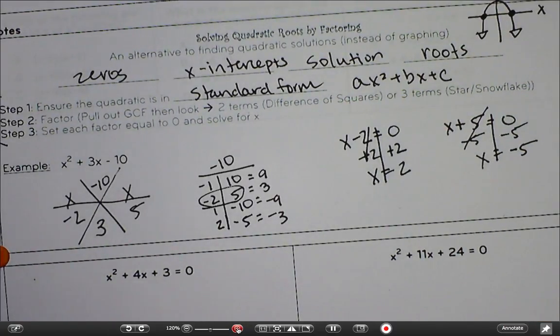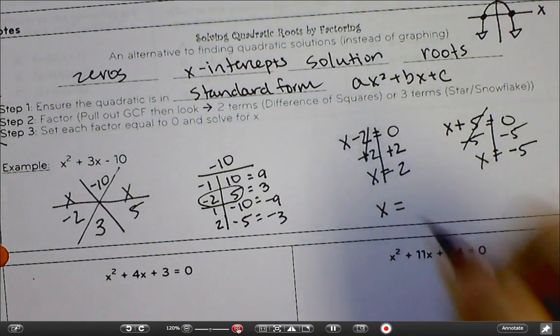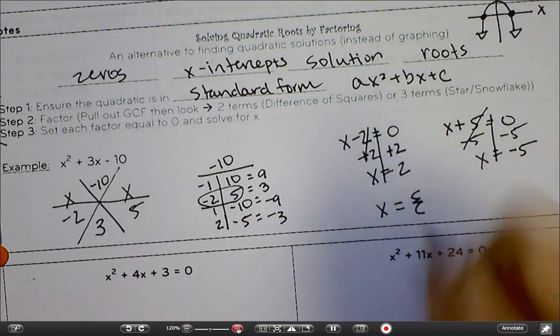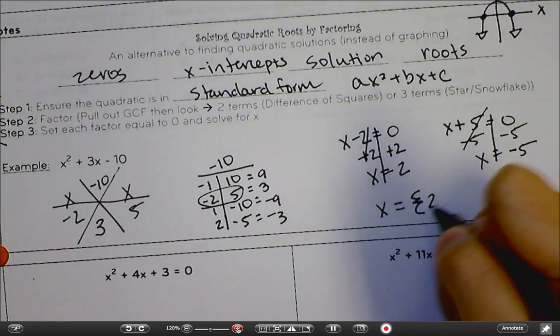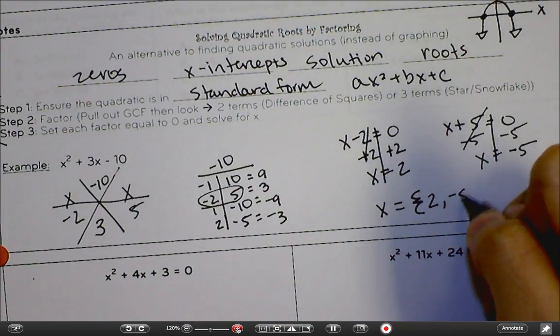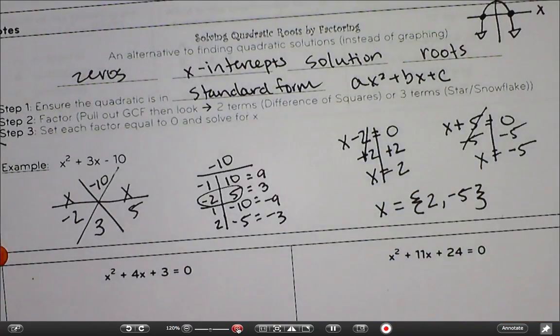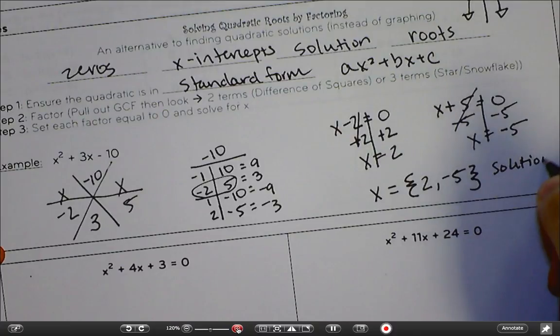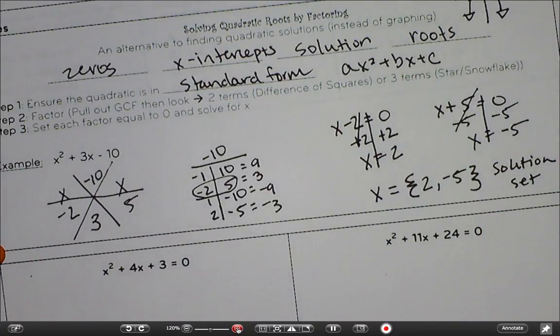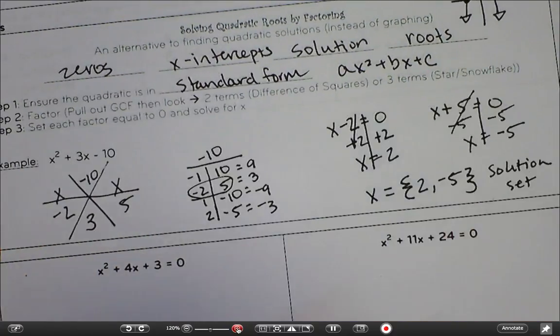To put this into your answer form, I want you guys to put this in these fancy brackets. You're going to write down x equals. Go ahead and set up your fancy bracket. You're going to put down 2, comma, negative 5. And complete your fancy brackets. That's it. This is your solution set for the first problem, basically your answer.